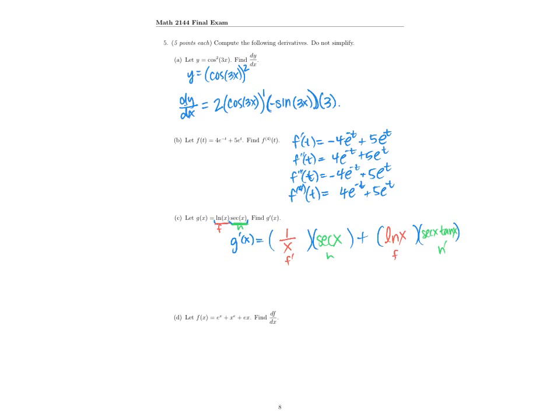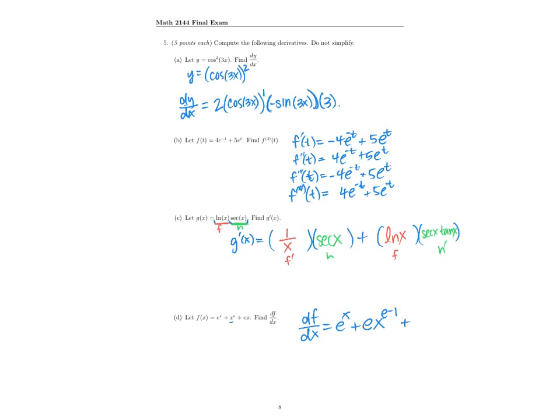The next one, I have e to the x plus x to the e. Okay, so the derivative of f with respect to x. The derivative of e to the x is e to the x. The derivative of x to the e, remember that's just a power rule. So it's going to be e times x to the e minus 1. That e is just a constant. We'll treat it like any other number.